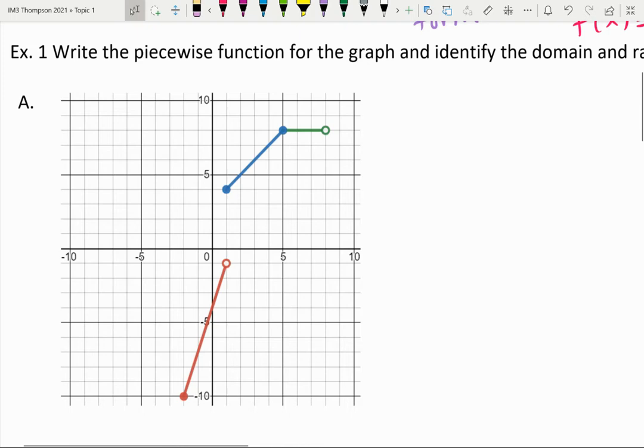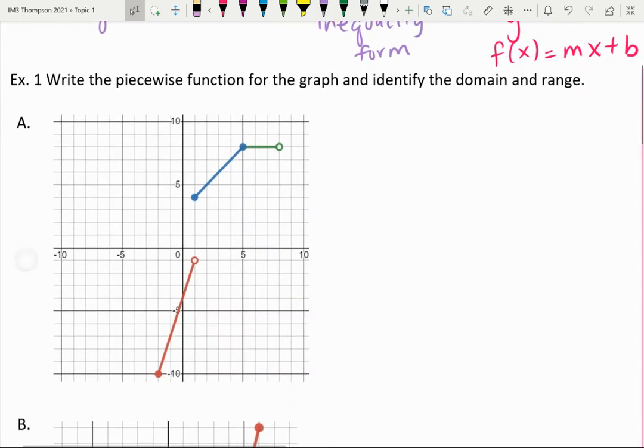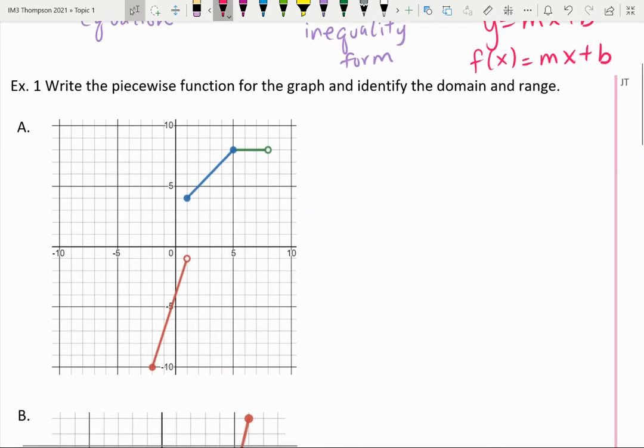Start off with the first graph, which is this one all the way on the left, this red one. And I'm going to color coordinate my equations here. So this very first part of a line, things to notice. My first dot here is closed. So we'll talk about what that means. My dot up here at the top is open. So that's going to change things for my domain.